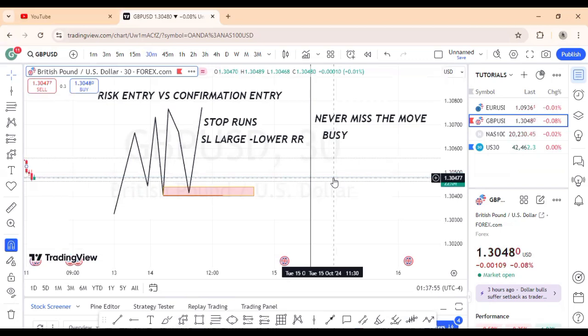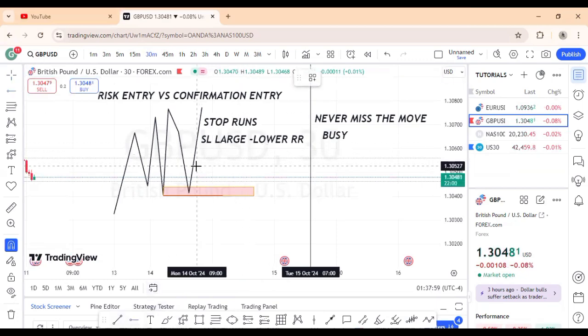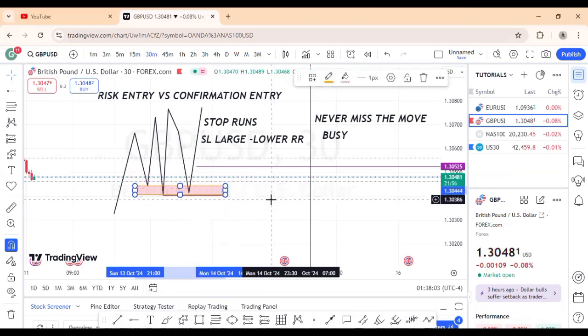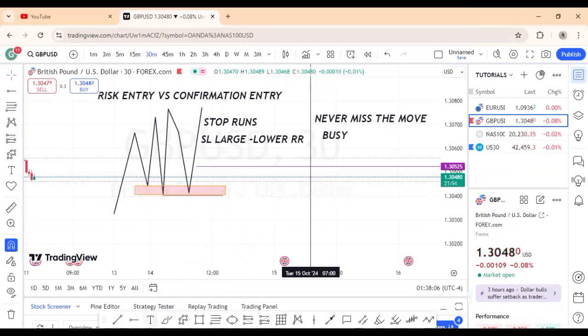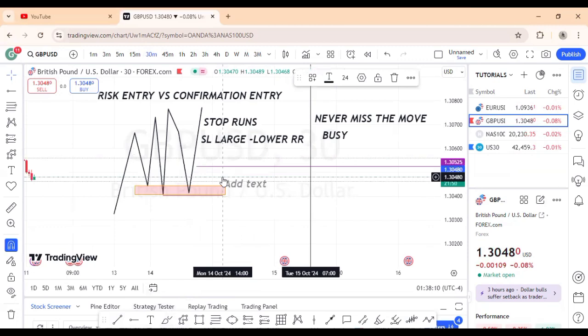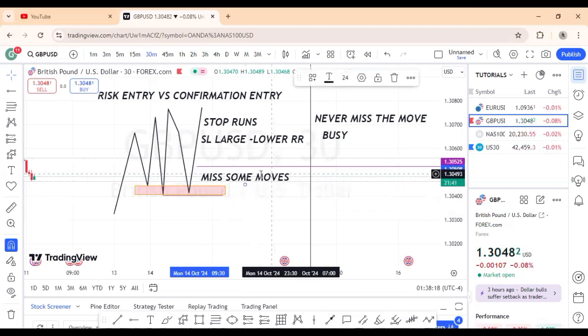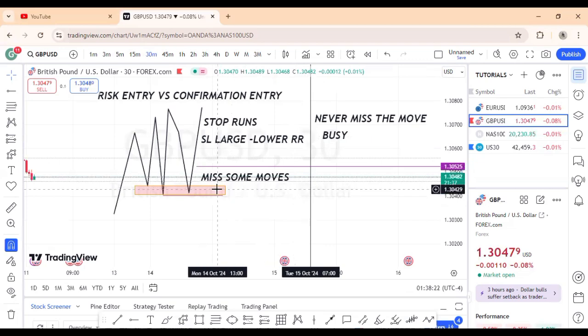Now let's talk about confirmation entry. For confirmation entry, there are just a few disadvantages. For confirmation entry, you will miss some moves. Like I just explained, for confirmation entry, you're going to miss some moves. This is the disadvantage of confirmation entry. You're going to miss some moves, right?